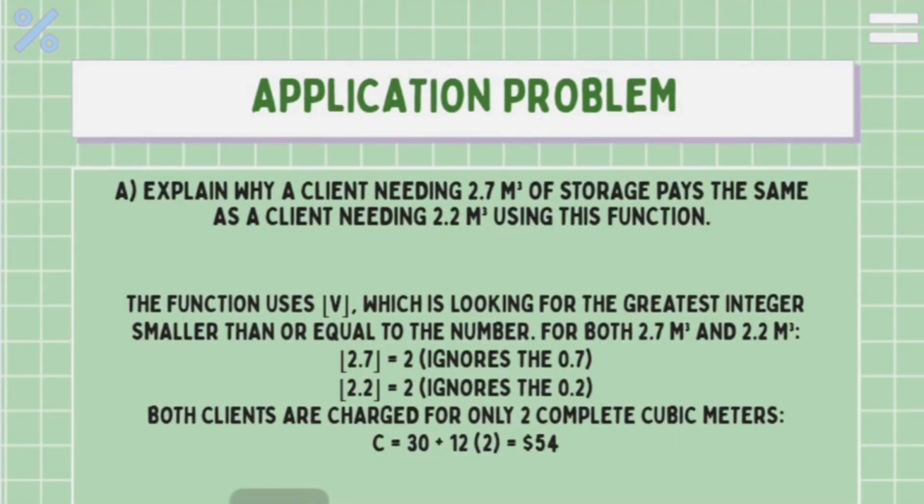Now let's look at question A. Explain why a client needing 2.7 cubic meters of storage pays the same as a client needing 2.2 cubic meters using this function. Because the floor function is looking for the greatest integer smaller than or equal to the number, so for 2.7, we ignore the 0.7 and we get 2. And same for 2.2, we ignore the 0.2, so we get 2. All in all, for both clients, we are charged for only 2 complete cubic meters. So the cost is 30 plus 12 times 2 equals $54.